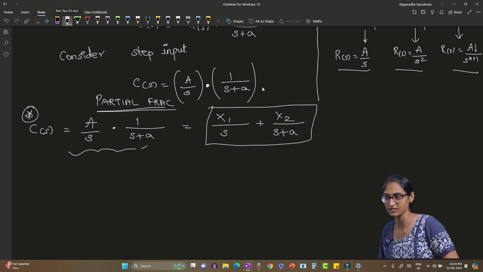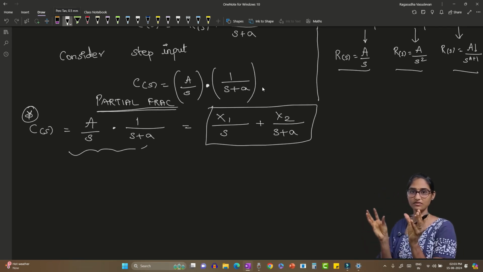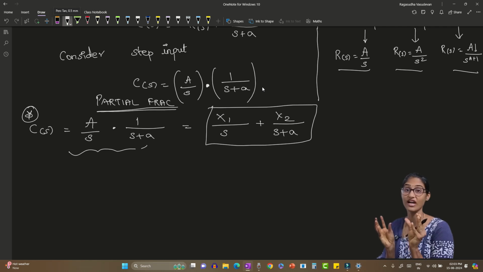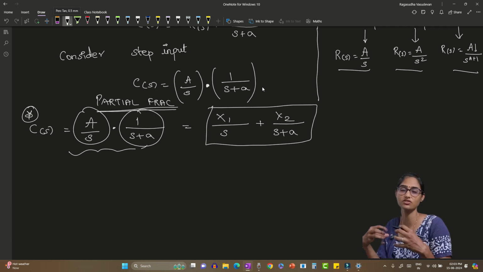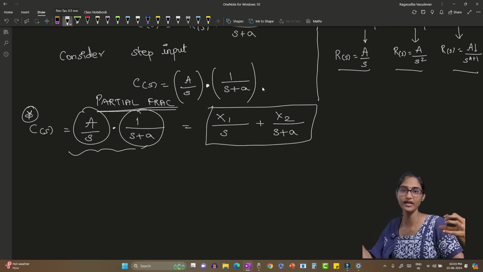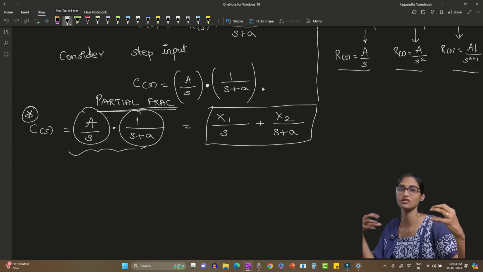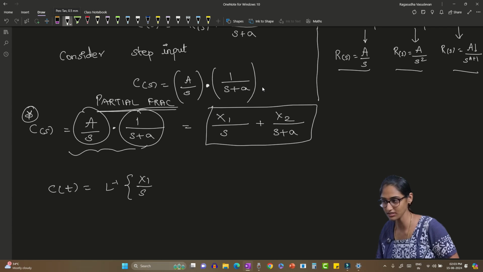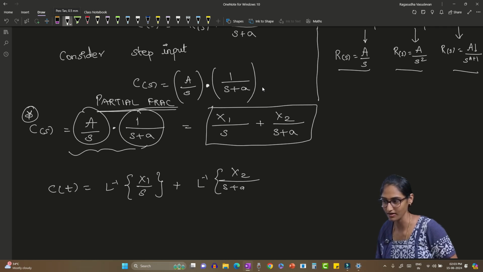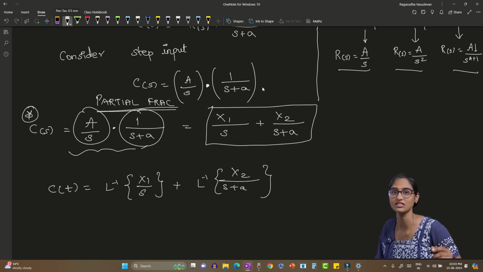What is partial fractions actually? When you have two terms which are a multiplication of each other, two fractions, and we are trying to separate them by having an addition or a subtraction term in between, so that individually we can find out c of t, where c of t will be the inverse Laplace transform of x1 by s plus the inverse Laplace transform of x2 divided by s plus a, where x1 and x2 are constants.